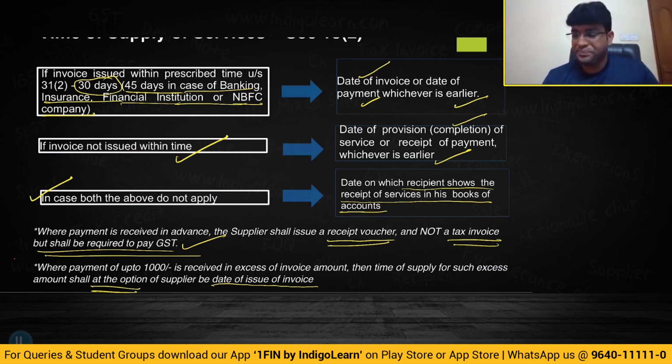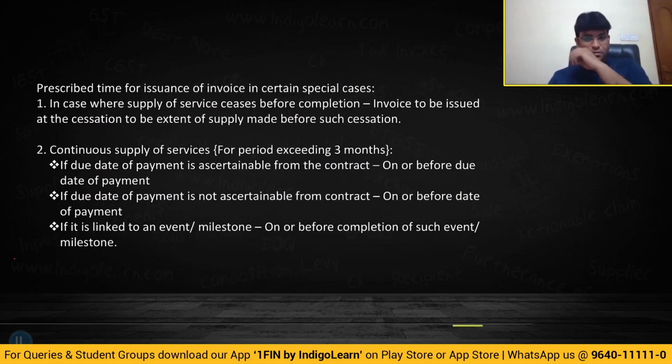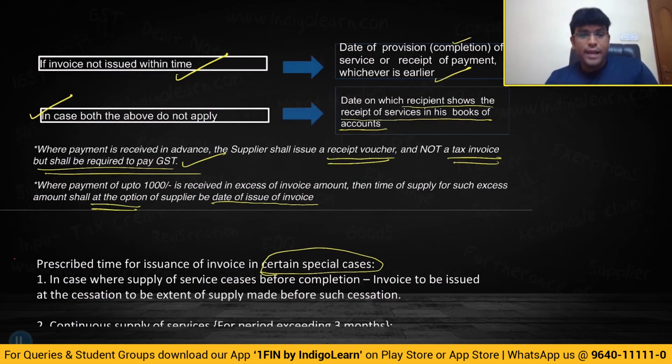Next. Moving forward. Prescribed time for issuance of invoice in certain special cases. A question from a student: is this limit per invoice per recipient? I think he's asking about 1,000 rupees. 1,000 rupees is per invoice per recipient, obviously. Every invoice is separate. This 1,000 is not per month or per annum. This 1,000 is for every invoice separately.